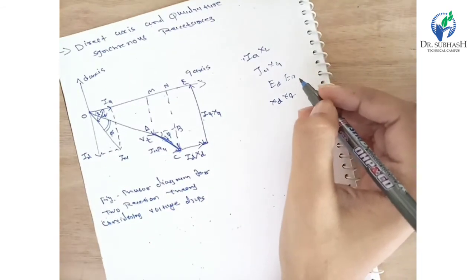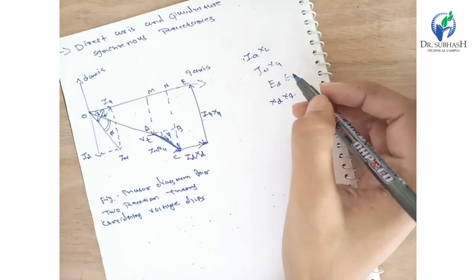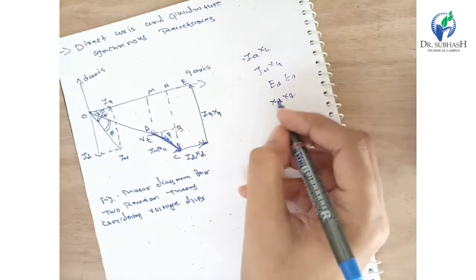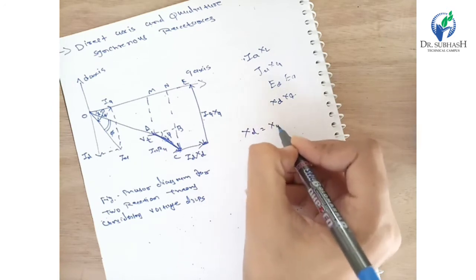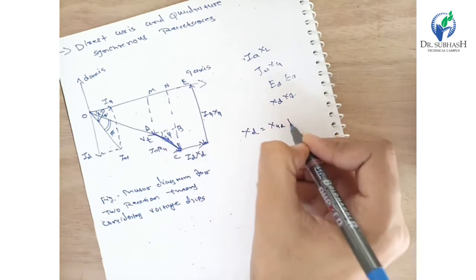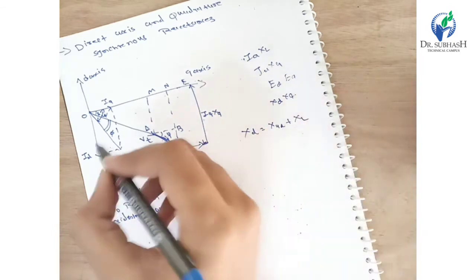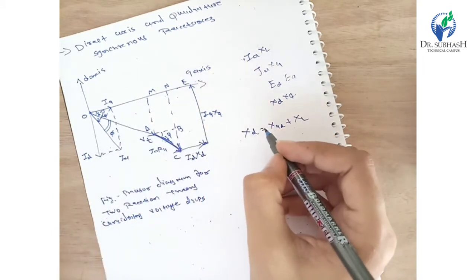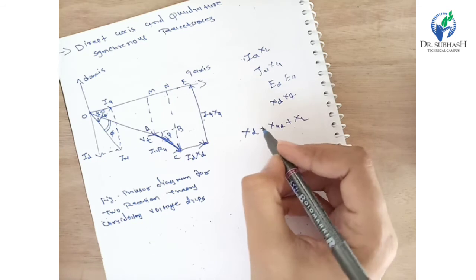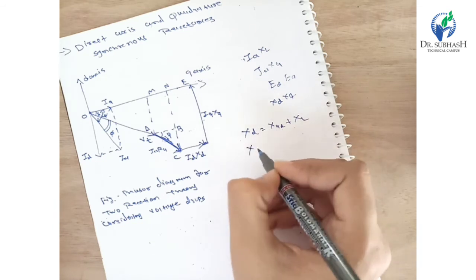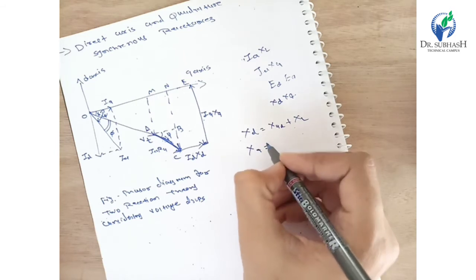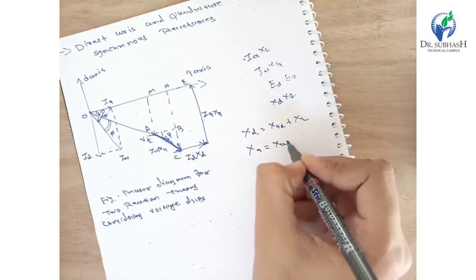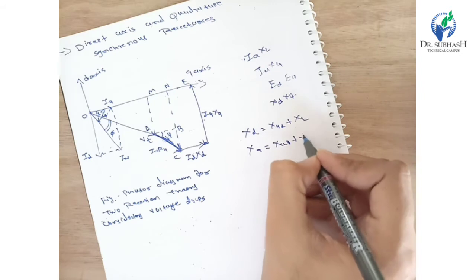For the direct axis synchronous reactance, we know that XD is equal to X suffix AD plus XL. In the same way, for the quadrature axis synchronous reactance, the value of X suffix Q is equal to X suffix AQ plus XL.